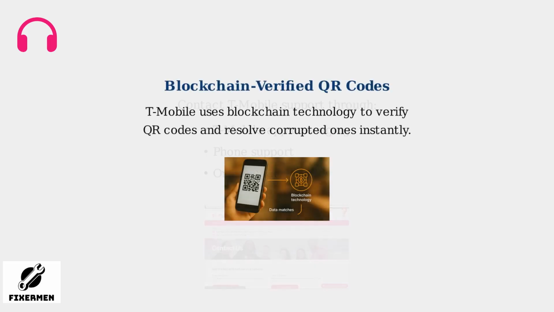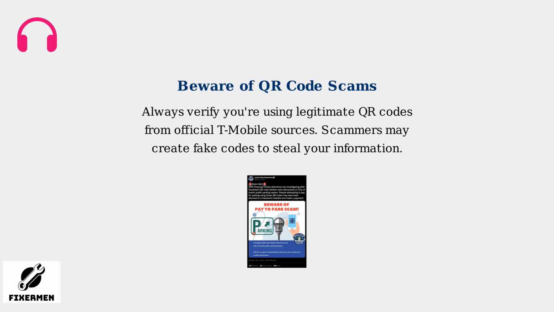In cases of corrupted QR codes, T-Mobile now employs blockchain-verified codes. This secure technology ensures the QR code's authenticity and can resolve activation issues immediately, providing a fast and reliable solution for complex problems. Security is crucial when dealing with QR codes.